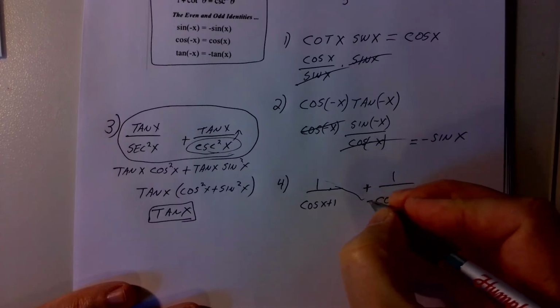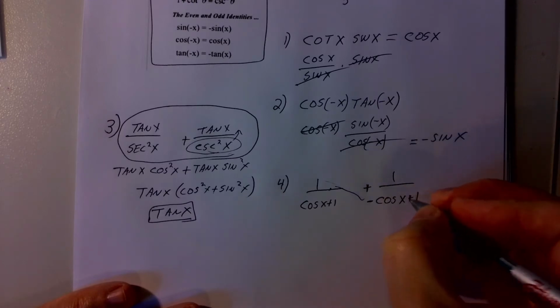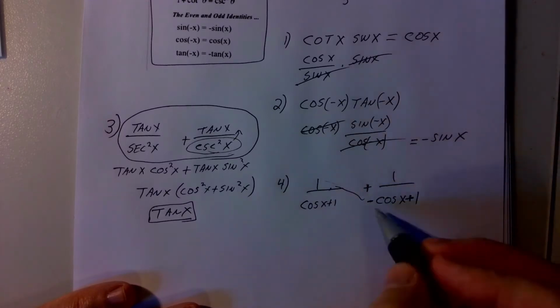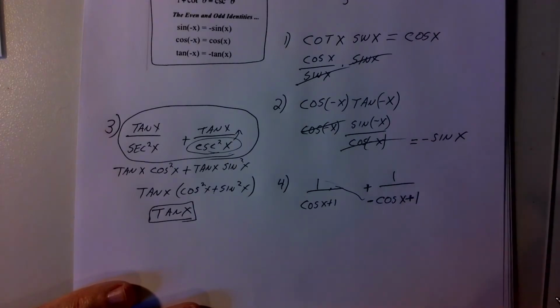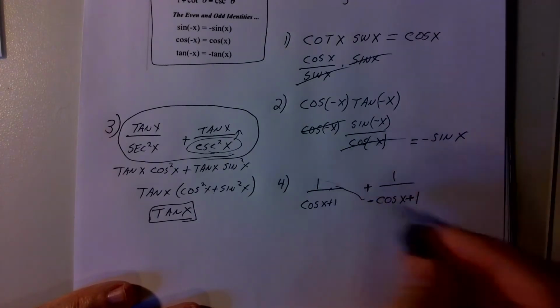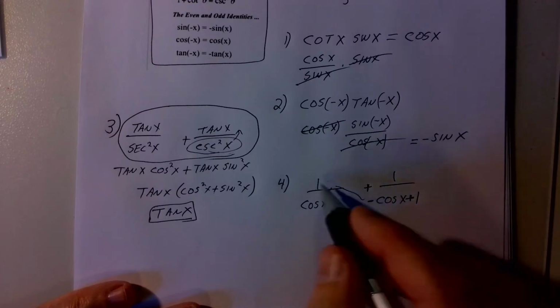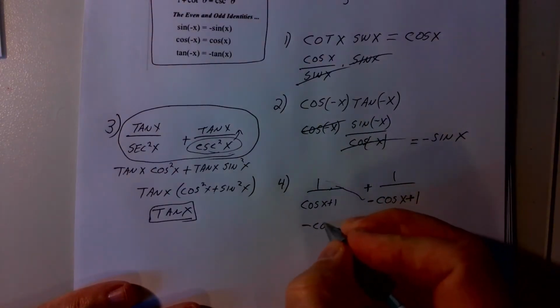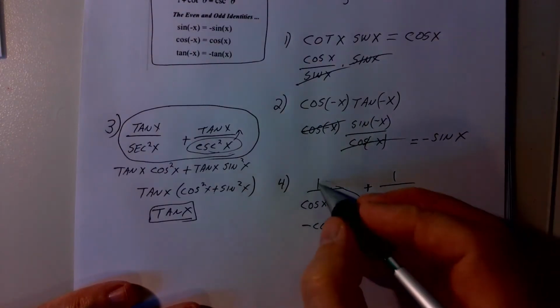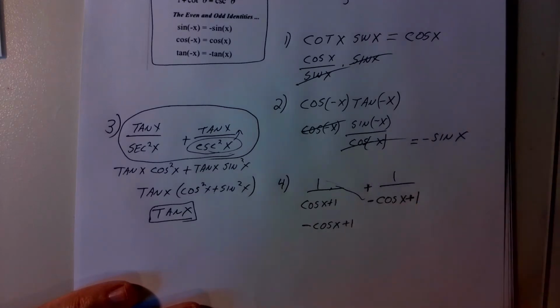And then I'm going to make this a negative and this a positive right now. So I'm going to distribute the negative down to the denominator. I'm going to attach it to the bigger stuff right now, and I'm going to go ahead and do this multiplication. So cosine here, I get negative cosine x, and then 1 times 1 is 1, so plus 1.